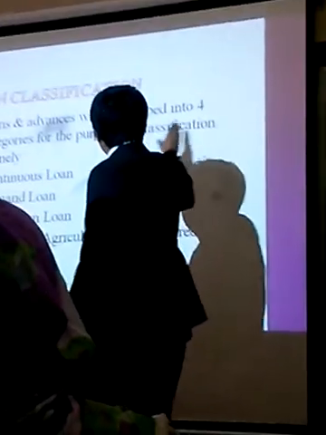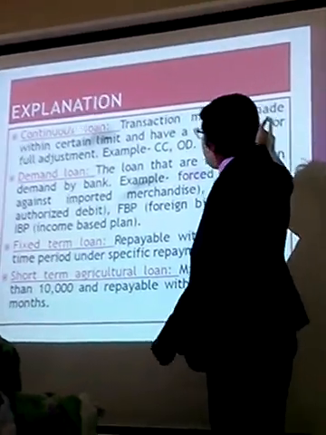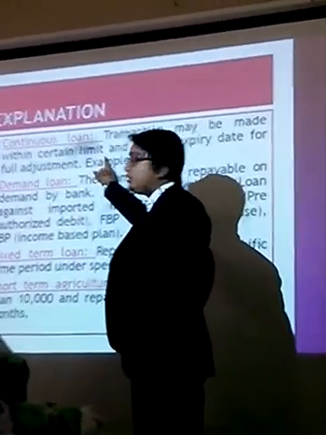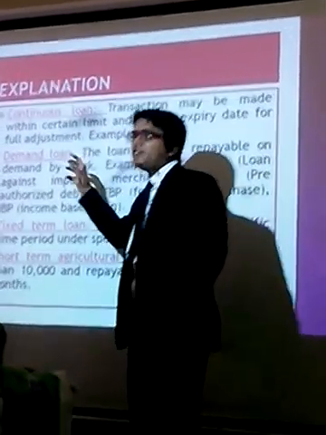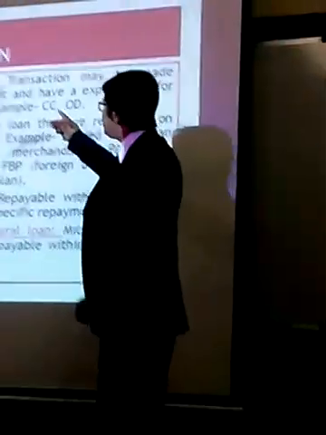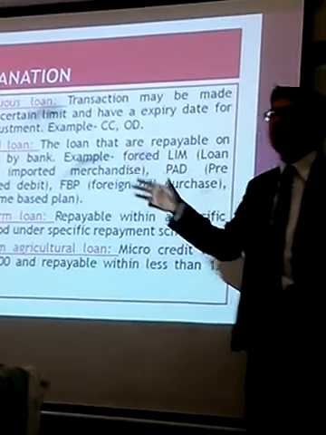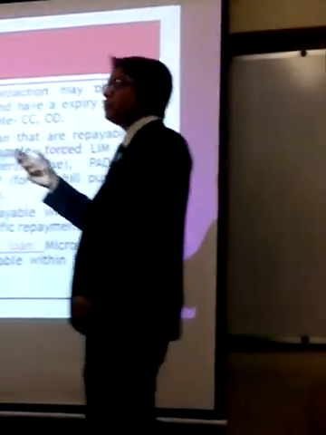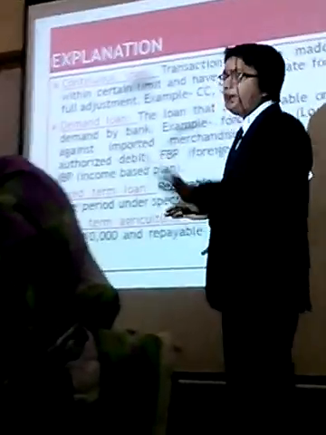All loans and advances will be grouped into four categories: continuous loan, demand loan, fixed term loan, and short-term agricultural loan. Next page. Continuous loan: transactions may be made within a certain limit and have an expiry date for full adjustment. This is a very short-term loan. Think about CC, cash credit, or overdraft credit. Overdraft credit is given on the current account. This is for the short term, and it must be fully adjusted within a very short period. This is not for the long term.